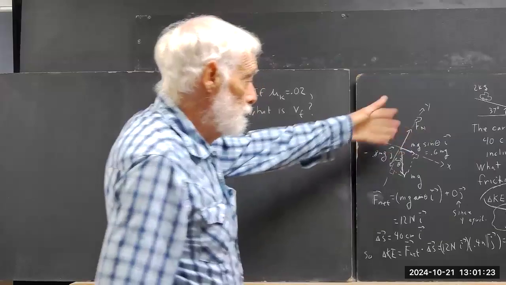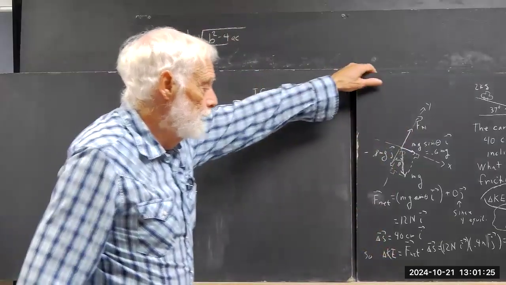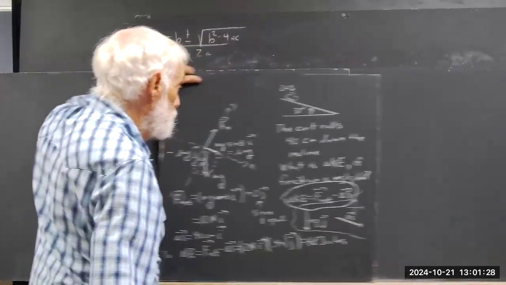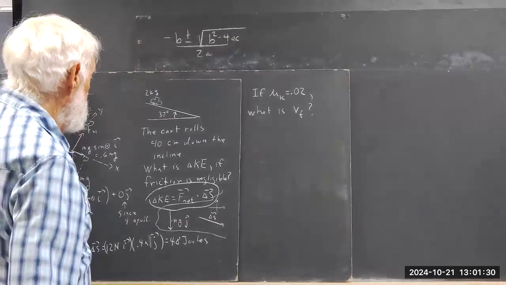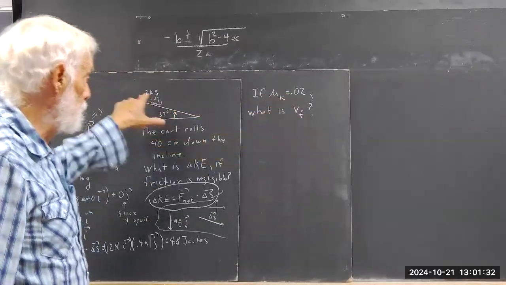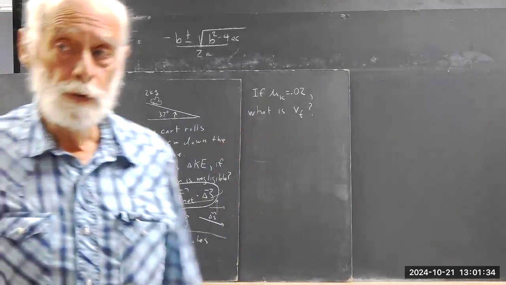So again, same cart, same situation. Here's our solution. Look at it again real quickly. I'll move it over here. Now, if you have a coefficient of friction of 0.02 here, what does that do to VF?